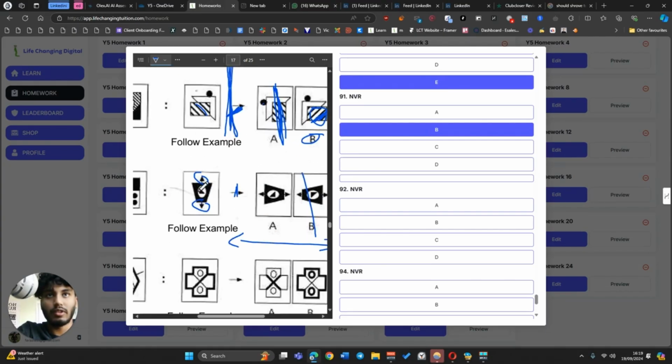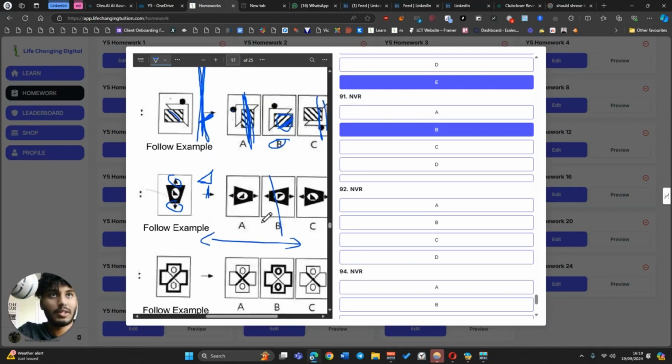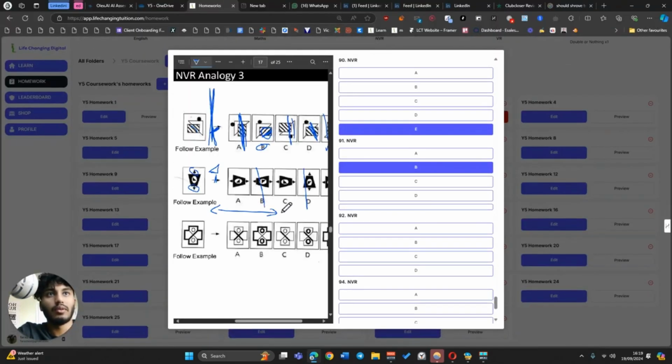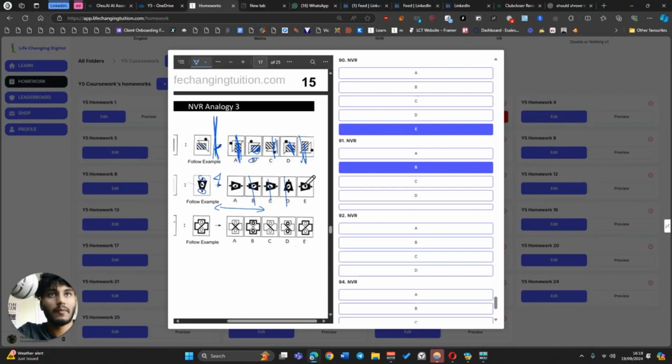Also if we look at the triangle, 90 degrees anti-clockwise, the triangle should be like this. So we can cancel out option C and option E. So we're left with option A.